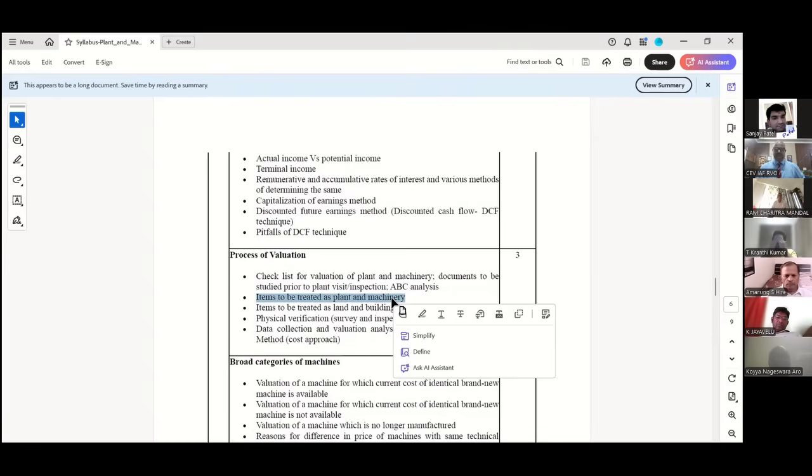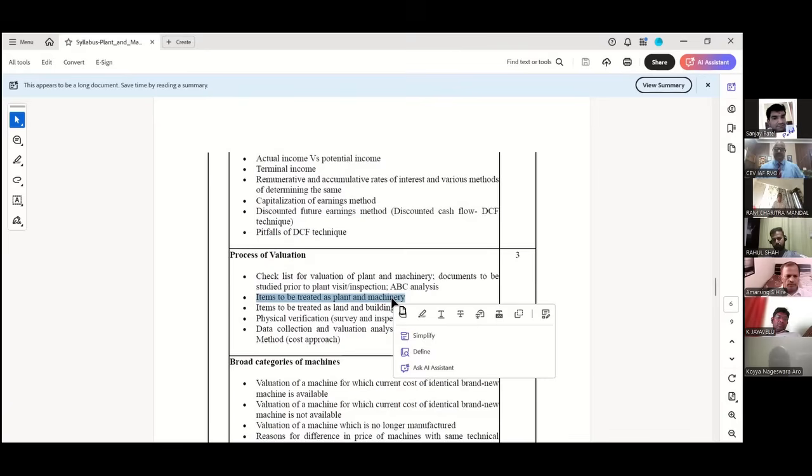RCC chimney: plant and machinery. RCC tank for drinking water for the workers: land and building. RCC tank to store finished goods: plant and machinery.